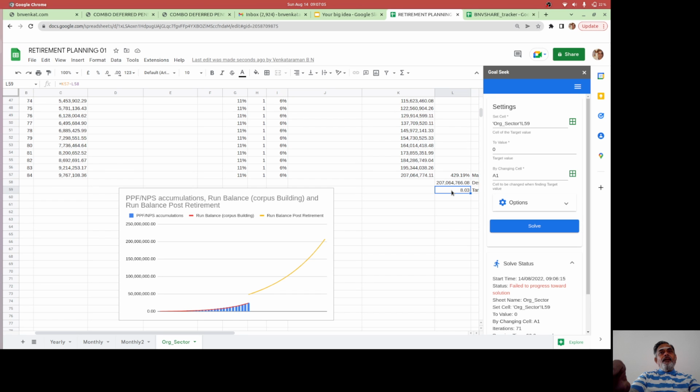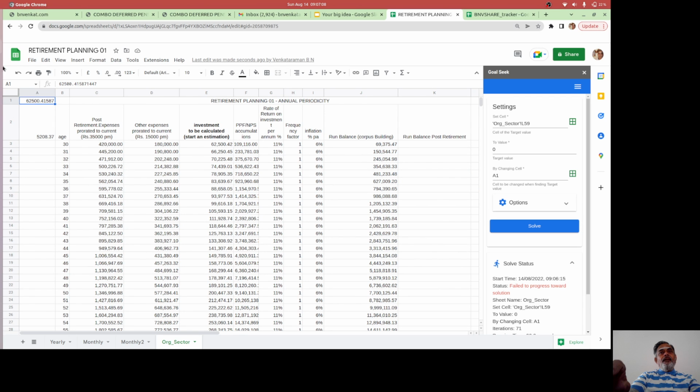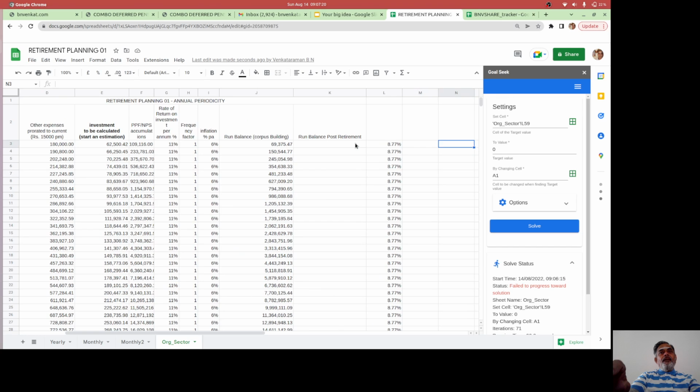The calculated value is 62,500 per year, or that is 5,200 rupees per month, and percentage wise it is 8.77% of the total earnings. In addition to NPS, PPS, etc., pay of savings, we require 62,500 or 8.77% of the total earnings.